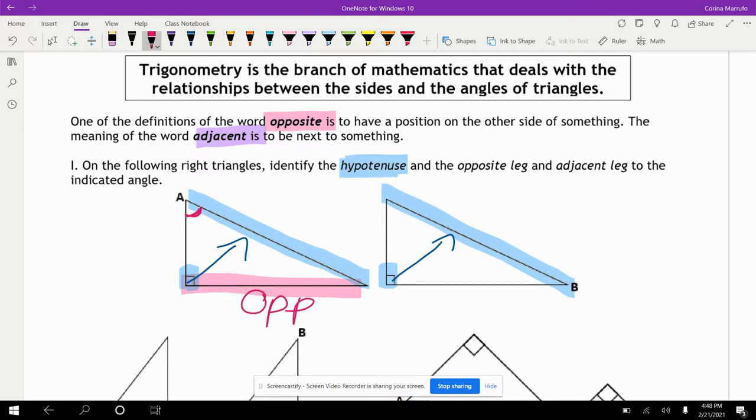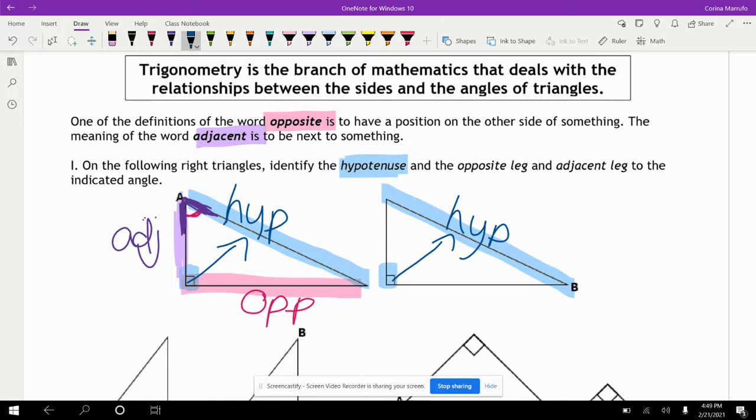And then the side that is touching the angle, so we have two sides that touch the angle. We have this side and this side. Now, this side we know is the hypotenuse, so this side is the adjacent side, ADJ. That's adjacent. I didn't put HYP for hypotenuse. Hypotenuse. So here we have hypotenuse again.